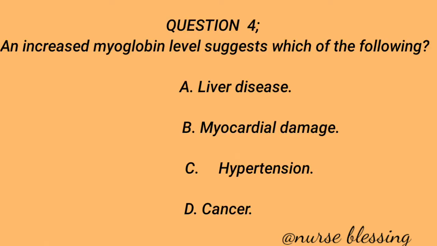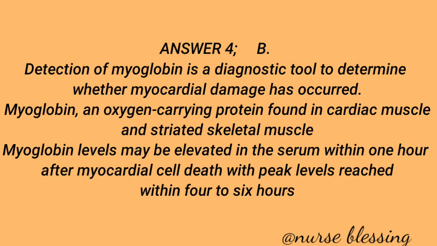Question 4. An increased myoglobin level suggests which of the following? A. Liver disease. B. Myocardial damage. C. Hypertension. D. Cancer. Answer 4, B. Detection of myoglobin is a diagnostic tool to determine whether myocardial damage has occurred. Myoglobin is an oxygen-carrying protein found in cardiac muscle and striated skeletal muscle. Myoglobin levels may be elevated in the serum within 1 hour after myocardial cell death, with peak levels reached within 4 to 6 hours.